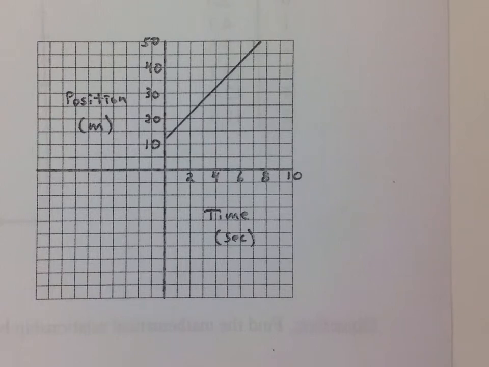I would like to review the process for finding the equation of a line by hand using the y equals mx plus b form, where m is the slope and b is the y-intercept.